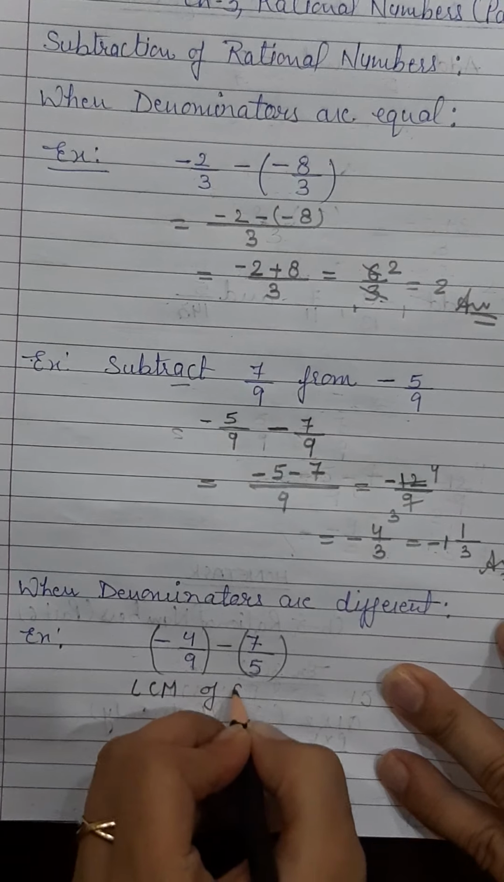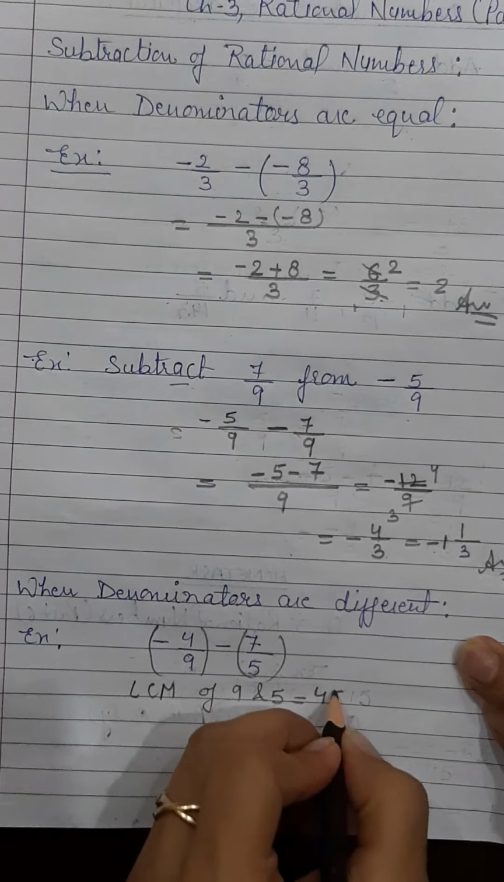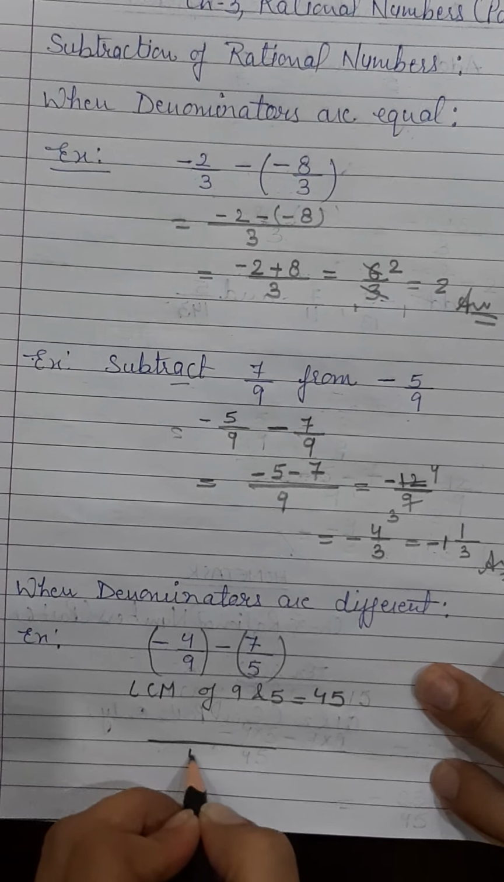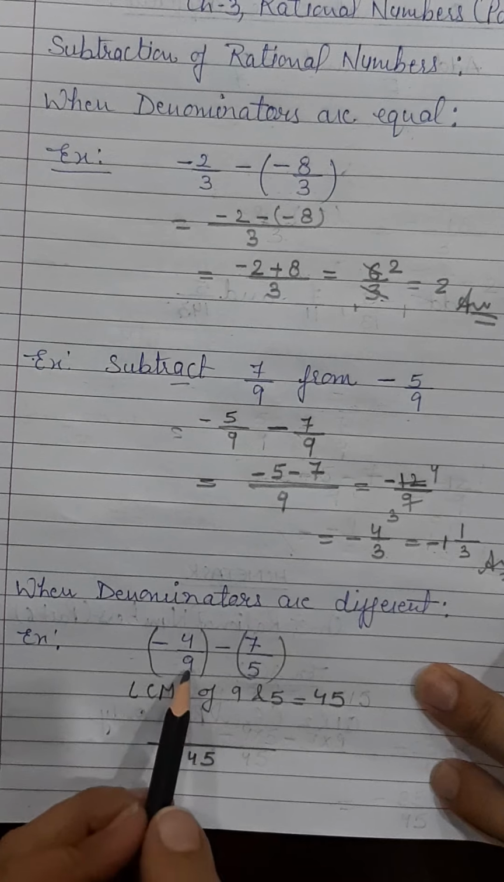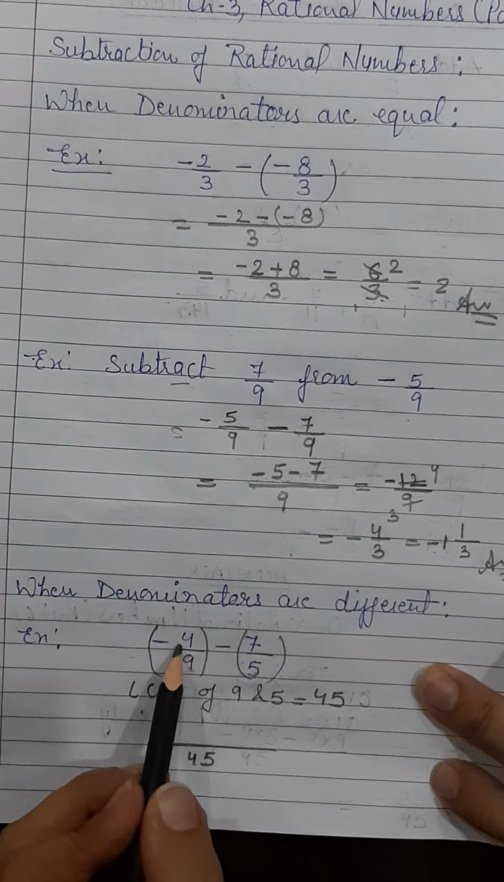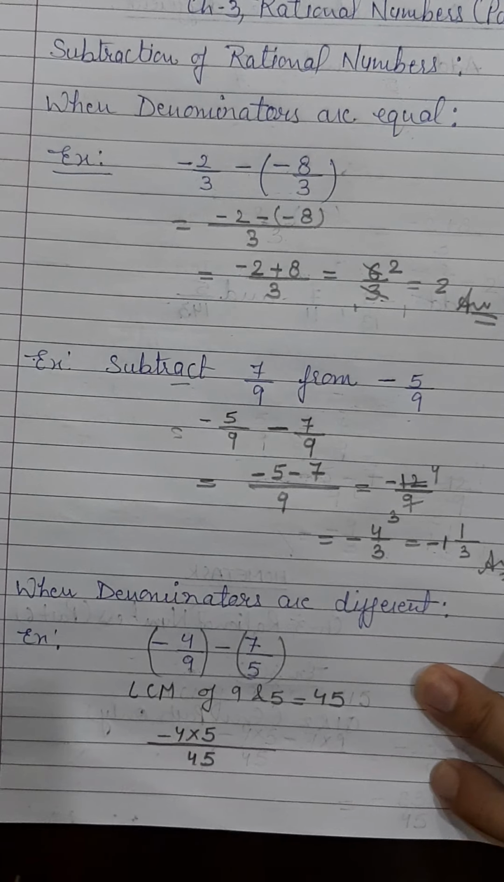So LCM of 9 and 5 will be 45. 9 5s are 45, right? Now make denominator as 45. So 9 5s are 45 and 5 should be multiplied with minus 4, right?